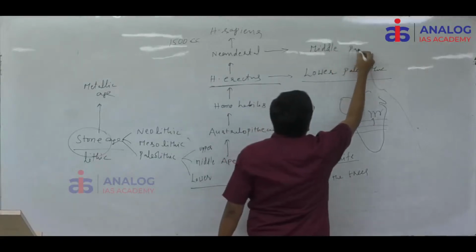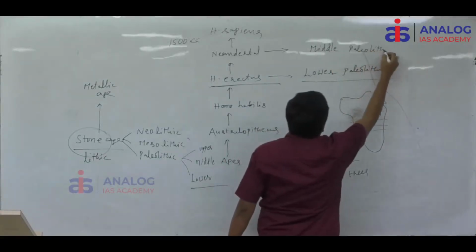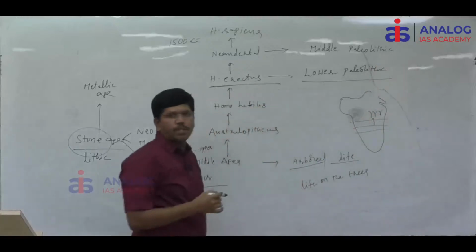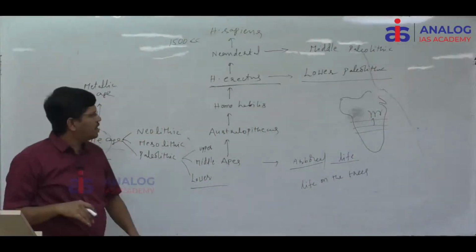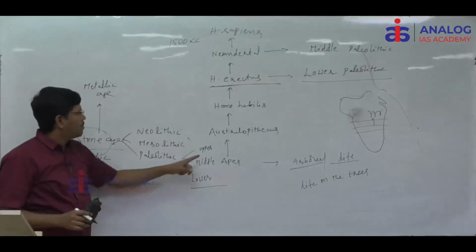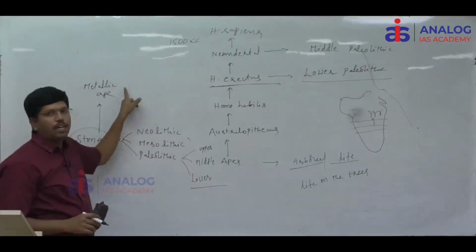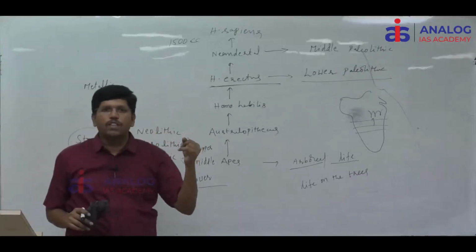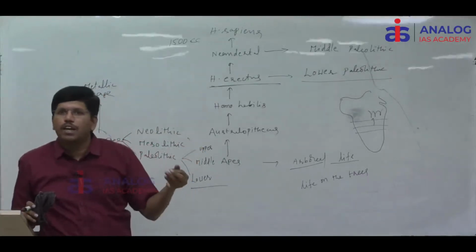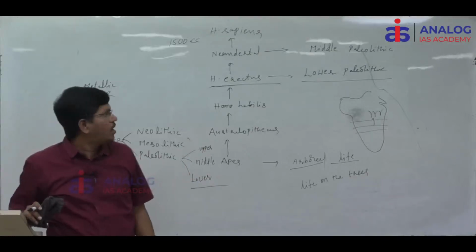Middle Paleolithic culture. And Homo sapiens are the architects of all the remaining stages. That means the Upper Paleolithic period, Mesolithic period, Neolithic period. In the metallic age, there are different stages: Chalcolithic, then Bronze Age, Iron Age, all these stages are there.